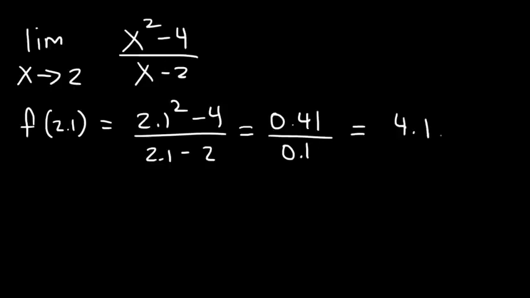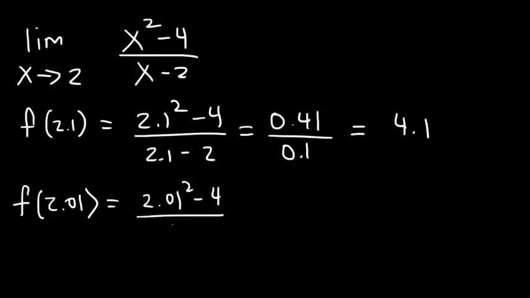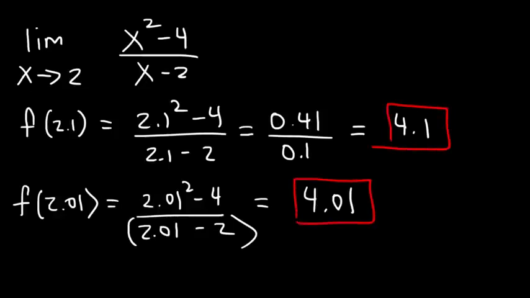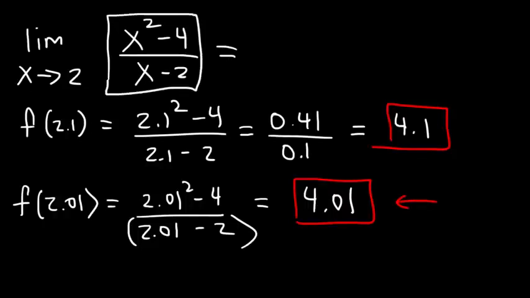Now what if we pick a value that's even closer to 2? For example, let's try 2.01. If you type this into your calculator, you may have to put it in parentheses. You should get 4.01. So notice what's happening. As we get closer and closer to 2, the function approaches 4. So we could therefore say that the limit as x approaches 2 of this function is equal to 4.